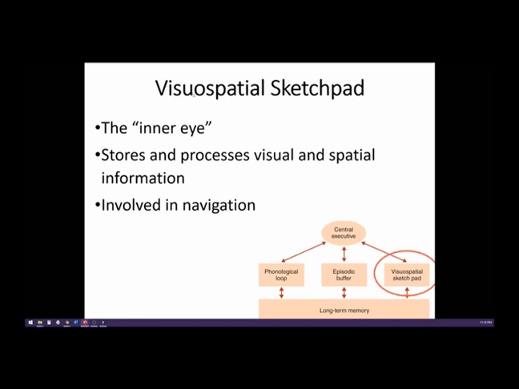You can probably imagine by looking at the words, visio meaning visual things, things that we can see, images, and spatial meaning that it's also going to be more of a three-dimensional spatial feel. So images and space, and a sketchpad just because that's where we're going to be working with some of that visual and spatial information. So it stores and processes visual and spatial information. Pretty cool. One of the most important ways we use this Visuospatial Sketchpad is to help us with navigation.